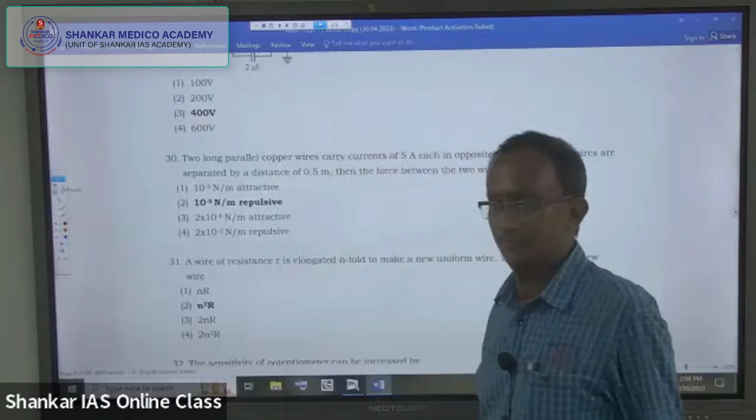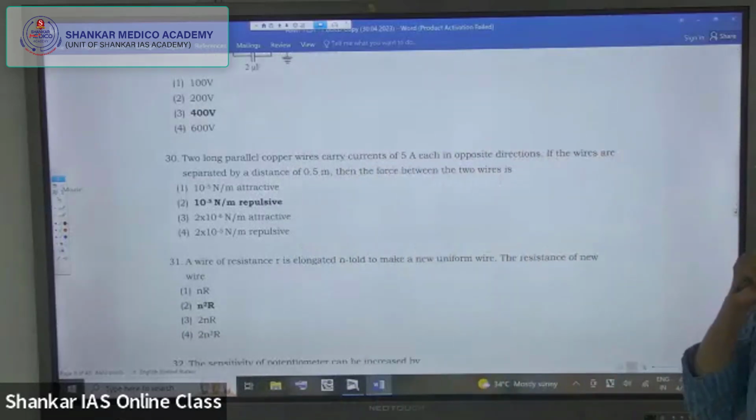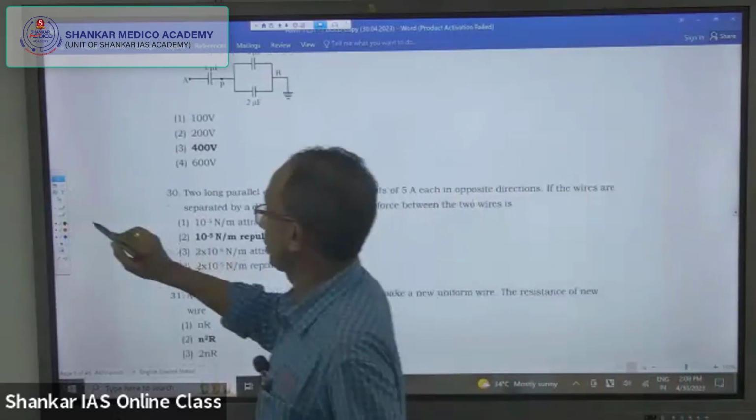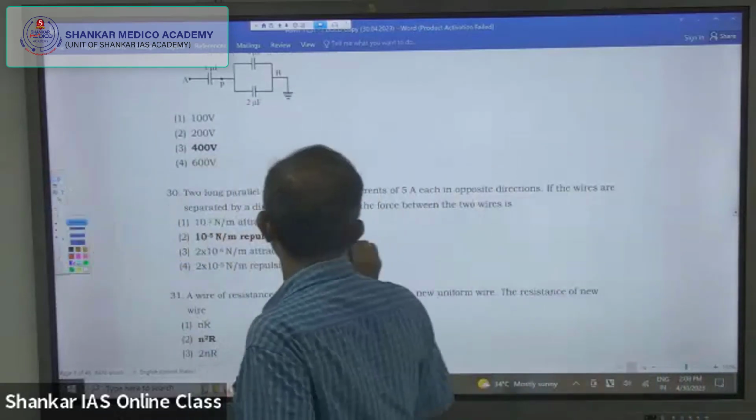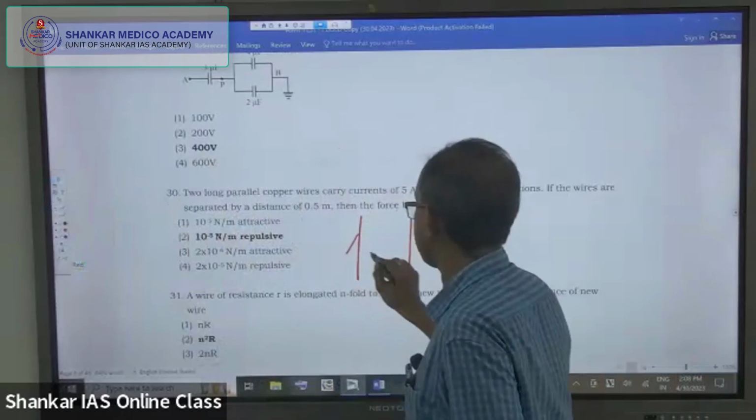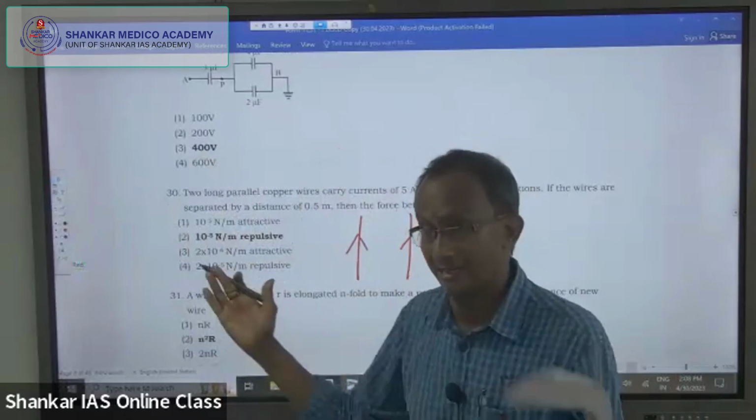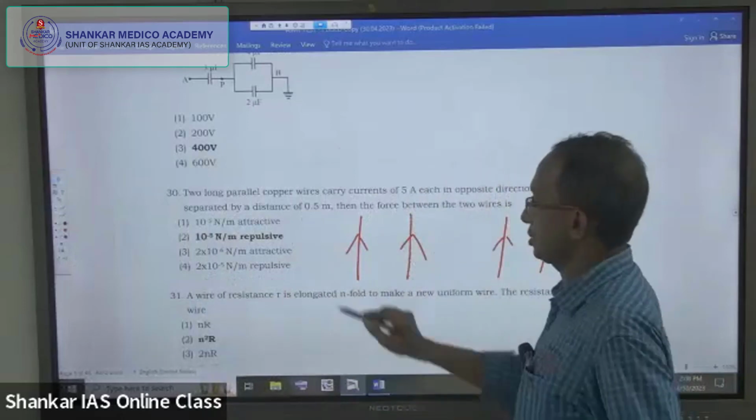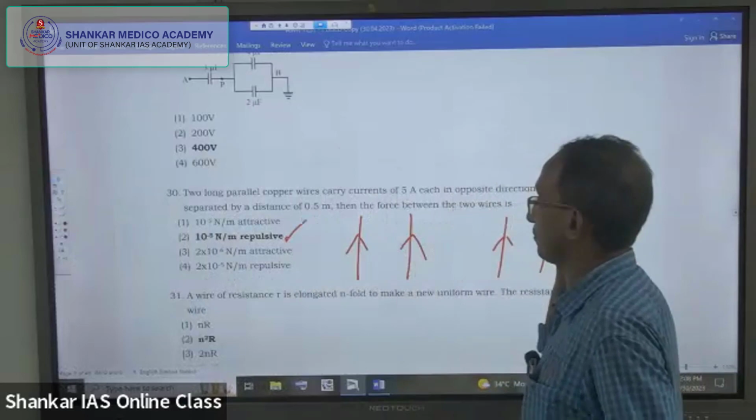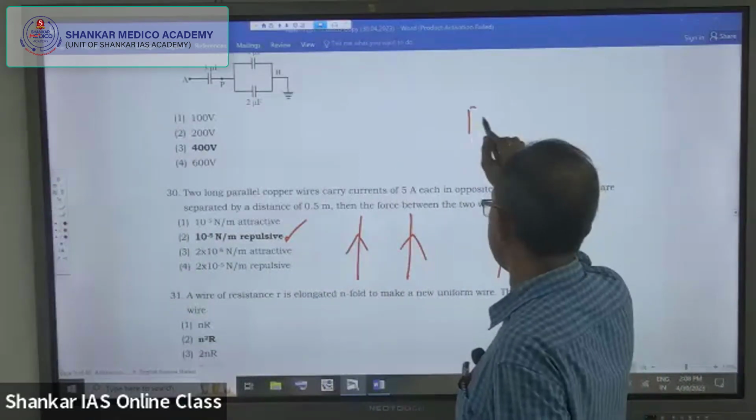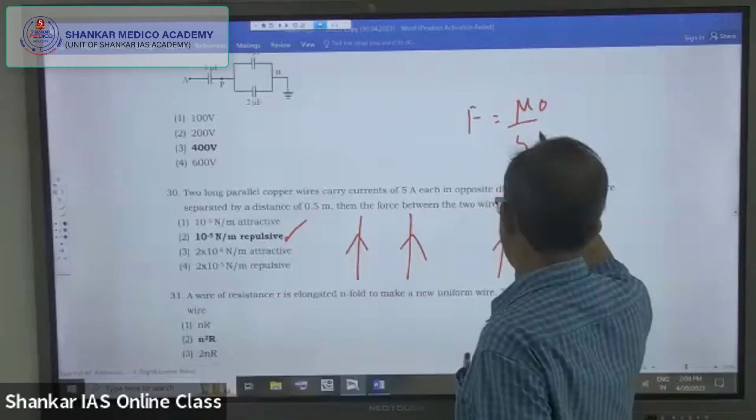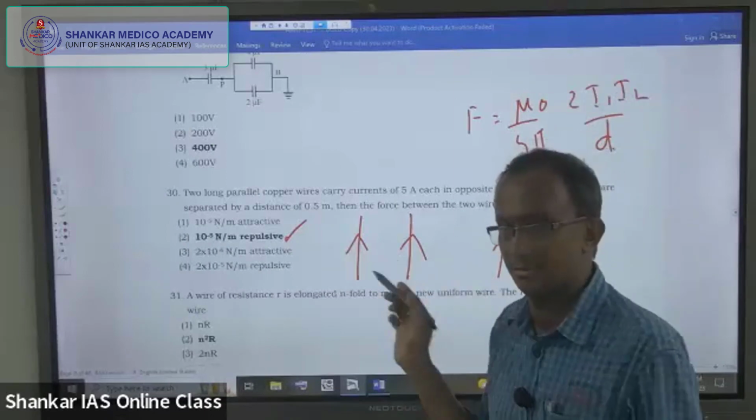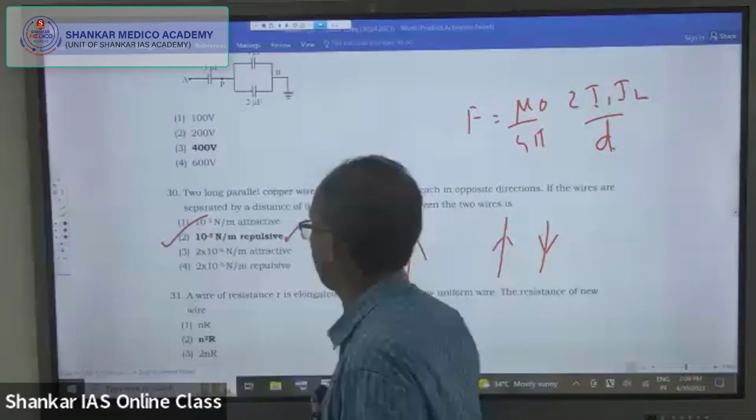Question number 30. Two long parallel copper wires. See, one thing you have to note down. When the current is in the same direction, there is attraction; when the current is in opposite direction, repulsion. So first of all, you can identify this is repulsive. Then formula is F equals mu 0 by 4 pi 2 I1 I2 by D. D is the distance between the two wires. Answer is 10 raised to minus 5.